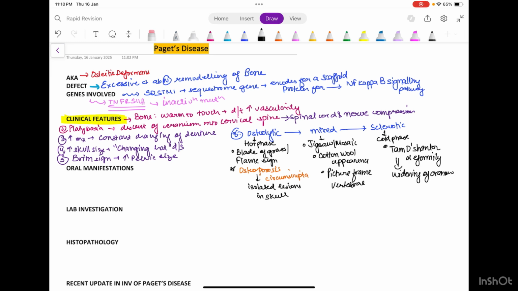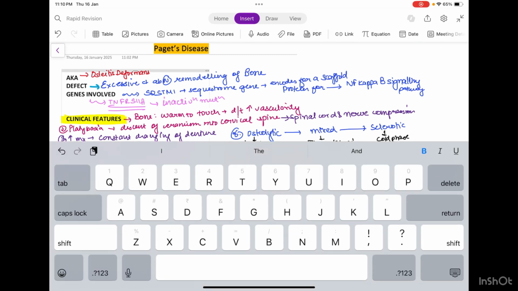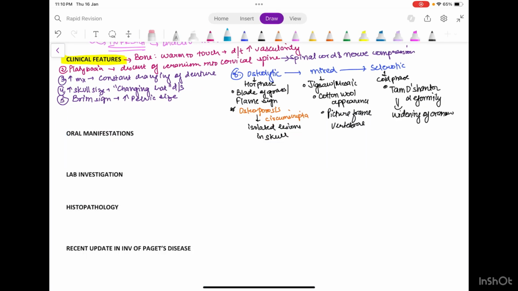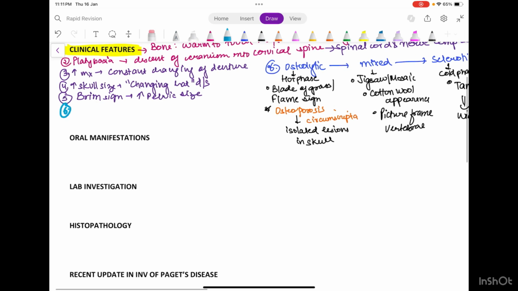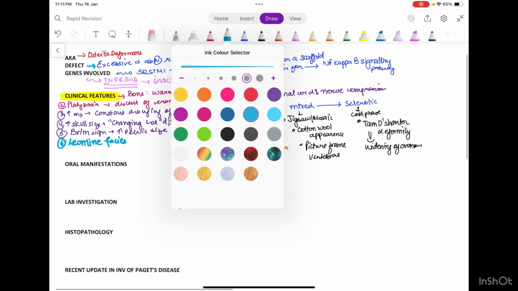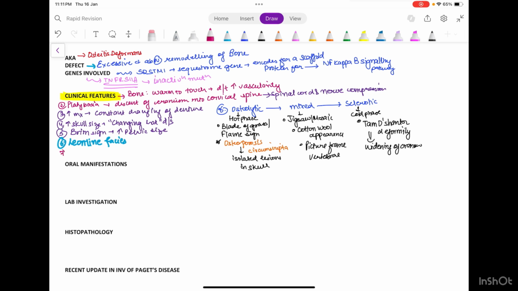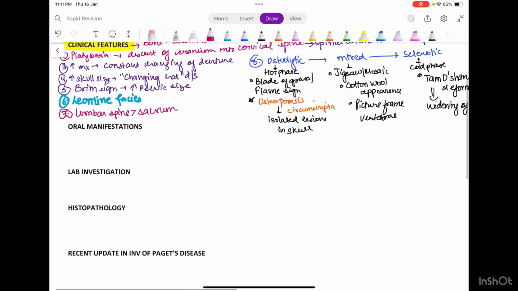All right, then we will see leontine facies, which is basically the person looks like a lion. Then we can also observe that all these features are more common in lumbar spine than sacrum. Now coming on to oral manifestations.